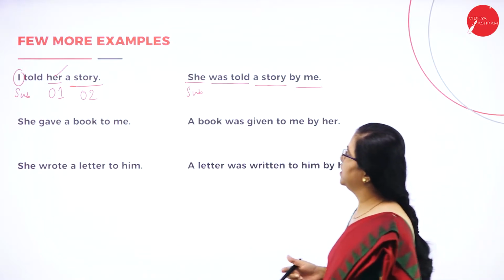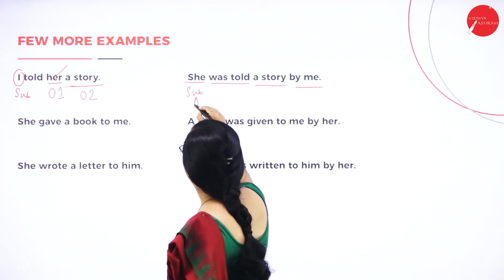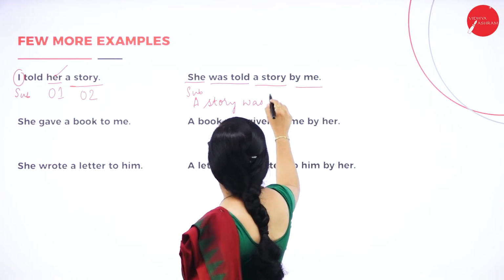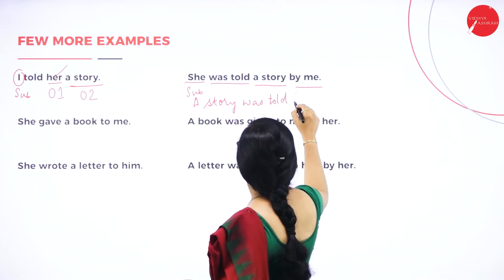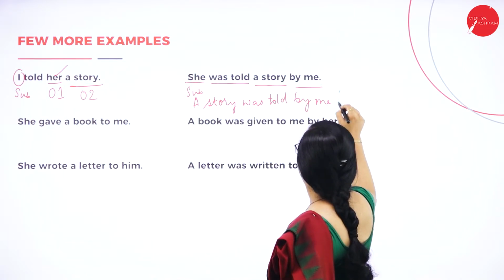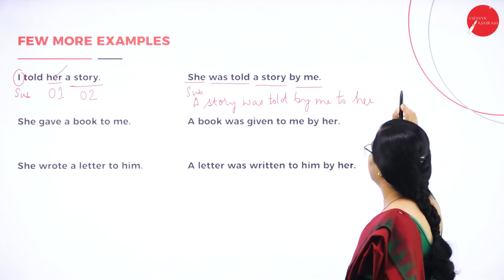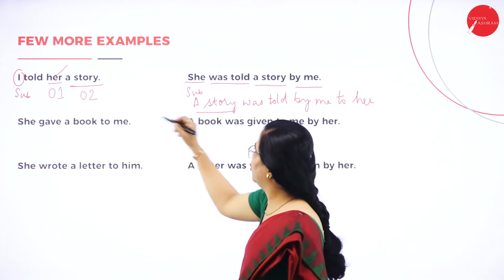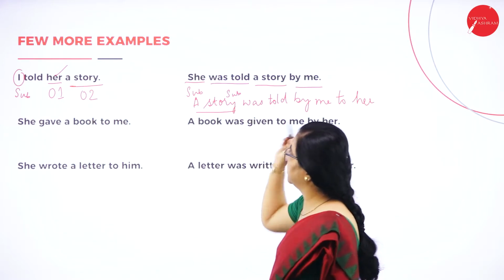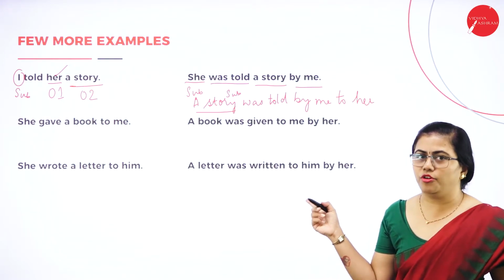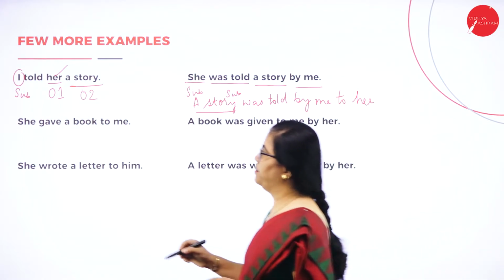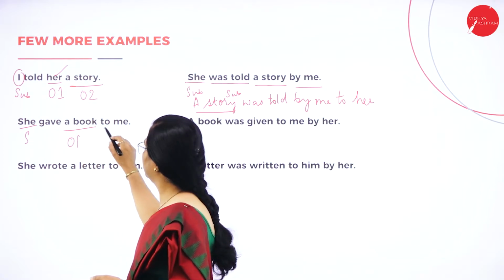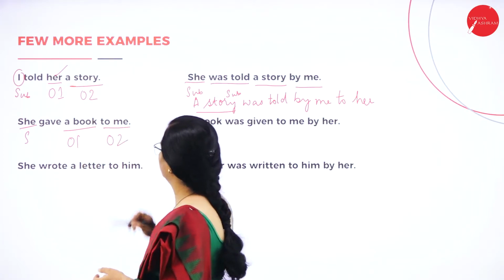Apart from this, you could have written it like this: a story was told by me to her. This is another way of changing it. So the story, which is the second object, has come to the subject. Again, another example, let us see. She is the subject here, book is object 1, to me is object 2.